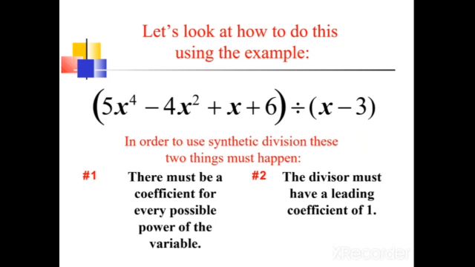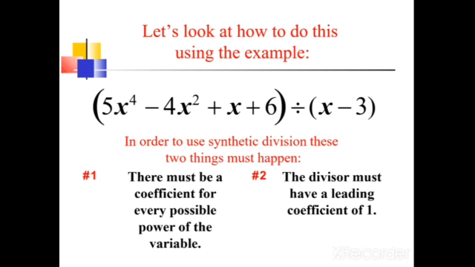Let's look at how to do this using an example. The polynomial is 5x raised to 4 minus 4x square plus x plus 6, and we have to check whether x minus 3 is a factor of this polynomial or not, that is, whether 3 is a root of this polynomial or not. For that, we divide this polynomial by x minus 3, and if we get remainder 0, then we conclude that x minus 3 is a factor of this polynomial, and that 3 is a root.